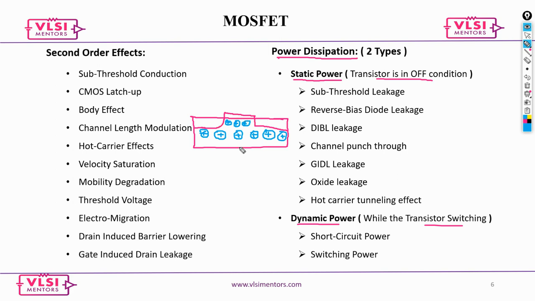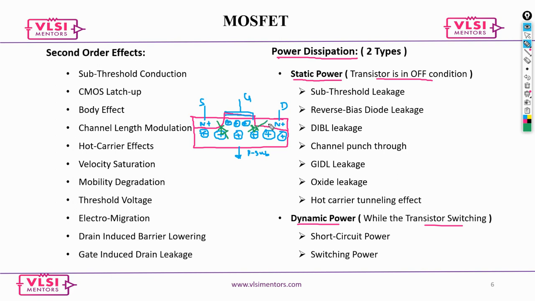Now say this is the P substrate. Now this is N plus, and this is N plus, which is say the drain, and then this is the source, and this is the gate. Now if you look at this, try to recollect what we discussed when we talked about the diode. There is a diode which is formed. So this is P type material and this is N type material.